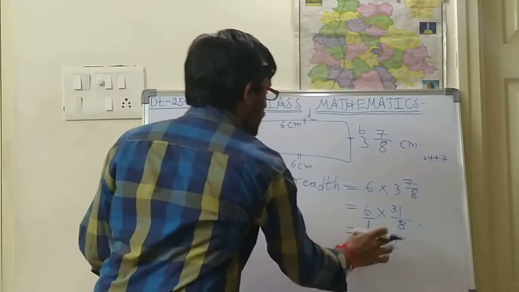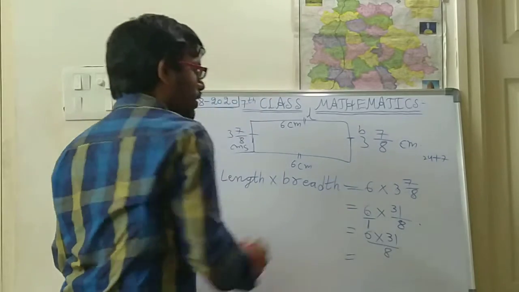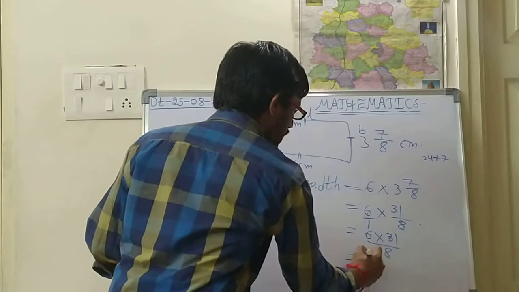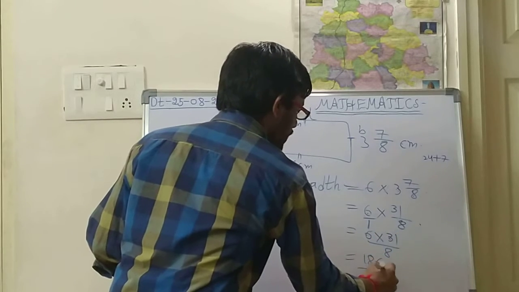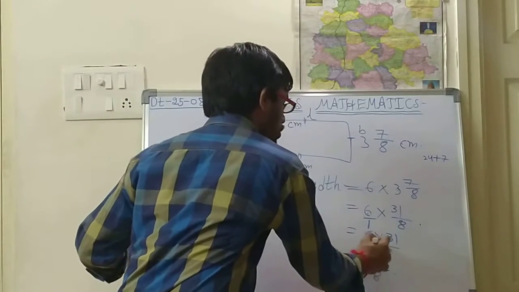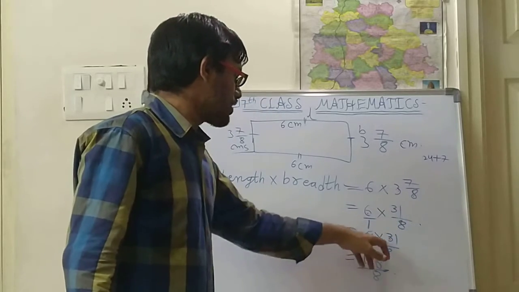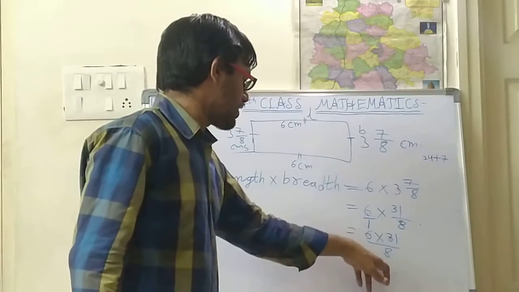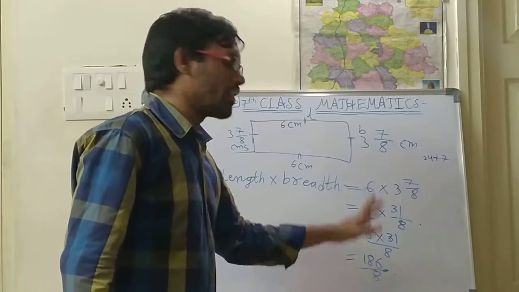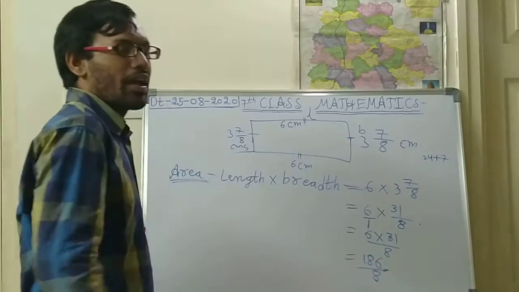1 into 8 is 8 only. So what is 31 into 6? 6 ones are 6, 6 threes are 18, so 186 by 8. So 6 into 31 is 186 by 8. Here 186 by 8 will get a cancellation.